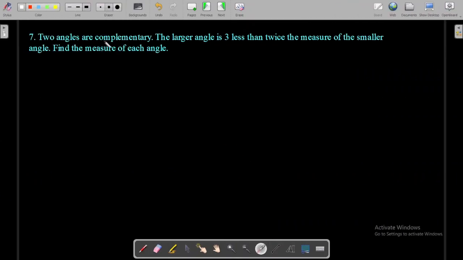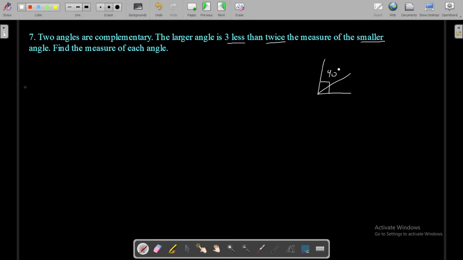So according to this problem, two angles are complementary. That is, when you add the two angles, you will be getting the sum as 90 degree. So these are complementary angles. The larger angle is 3 less than twice the measure of the smaller angle. So here you have to understand this sentence. The larger angle and the smaller angle.